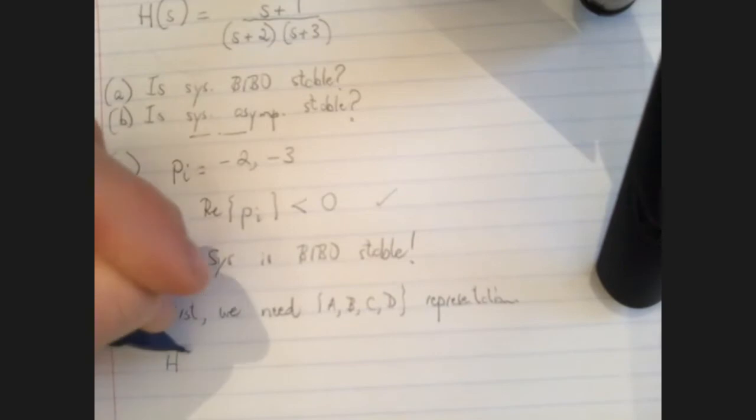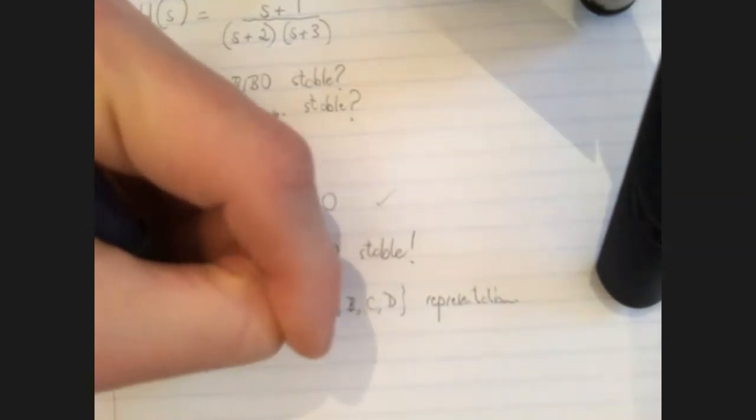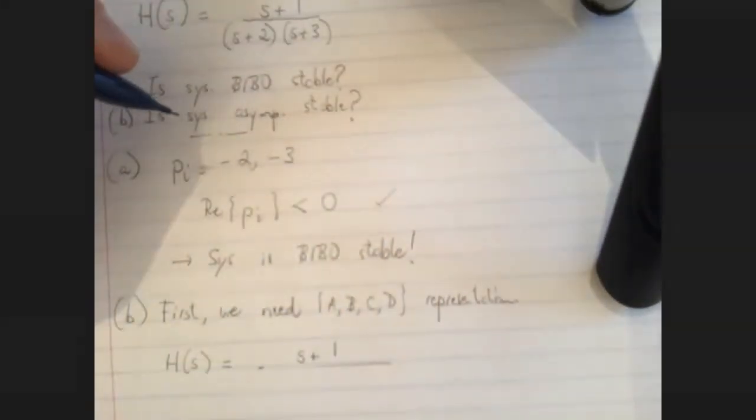So H of s, we want things polynomial over polynomial. So it's going to be s plus 1, and then you would multiply out and get s squared plus 5s plus 6 here at the bottom.